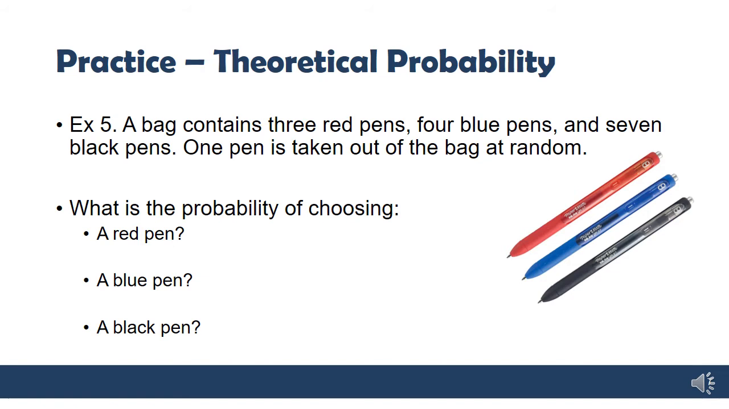Okay, let's check your answers. The probability of choosing a red pen. Well, we need to figure out what our total number of pens is first. So we have 3 plus 4 plus 7. So our total number is 14 pens. 3 of those are red, so the probability is 3 out of 14. Blues, 4 out of 14, which simplifies to 2 over 7. And black pens, 7 out of 14, which simplifies to 1 over 2.